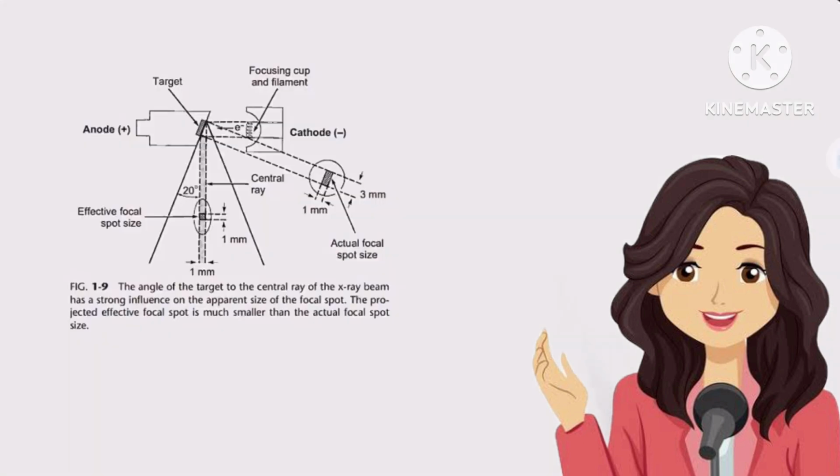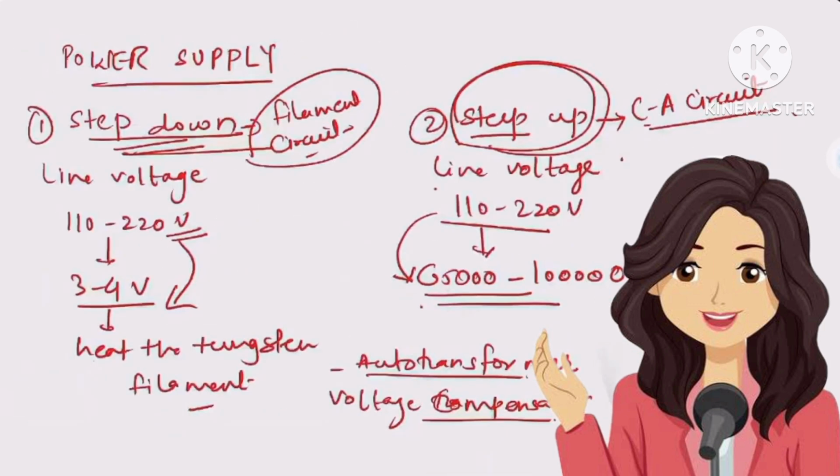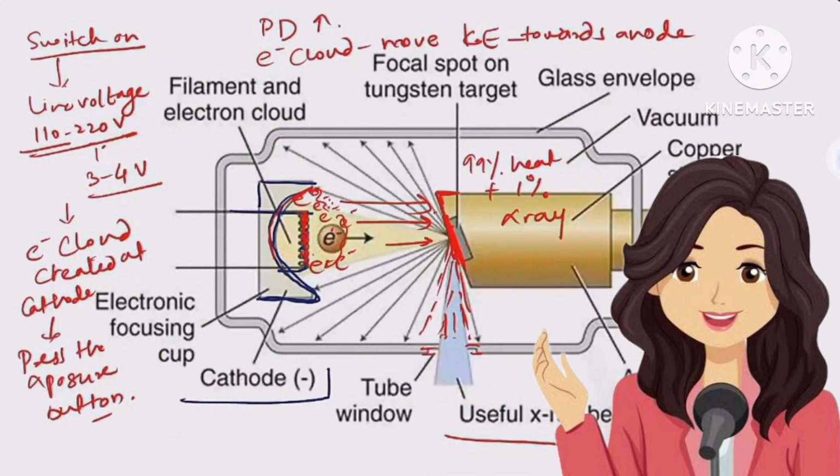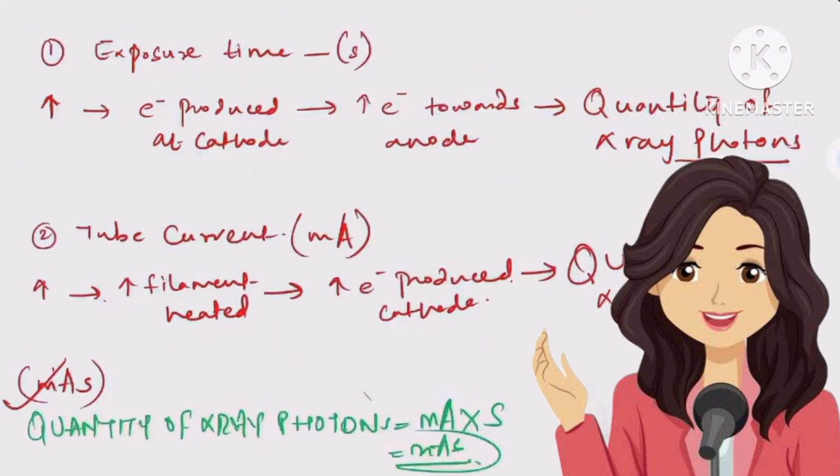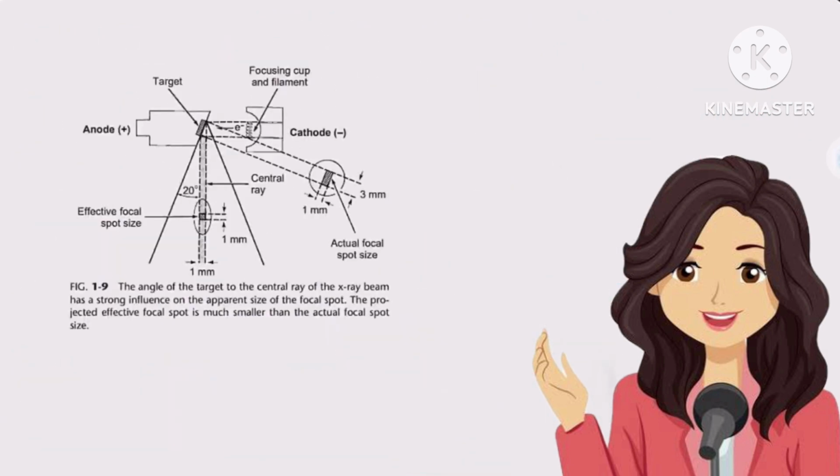So let's start again. As we discussed about the cathode and anode, basically the anode is angulated at some degree. If you look at this image clearly, this is angulated at some degree. Now, what is the reason behind it?